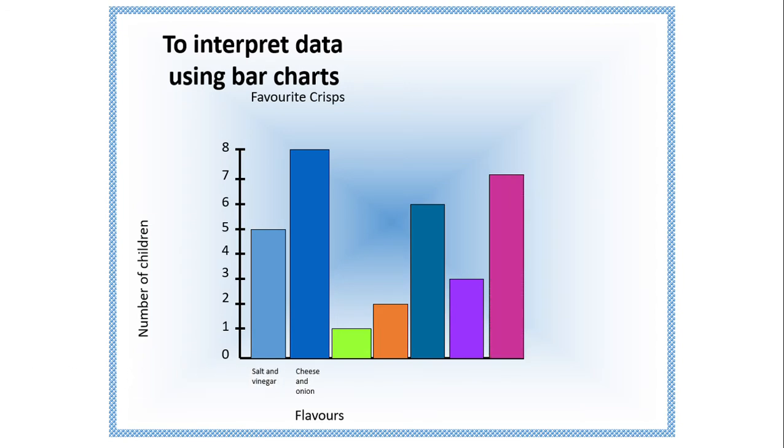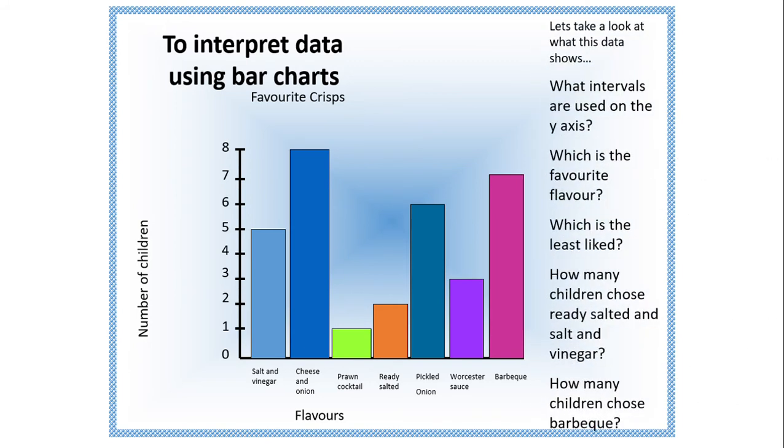Salt and vinegar, cheese and onion, prawn cocktail, ready salted, pickled onion, Worcester sauce and barbecue. These were the different flavours. So let's take a look at what this data shows. What intervals are used on the y-axis? Well, it's really simple to see that it goes up in steps of 1.